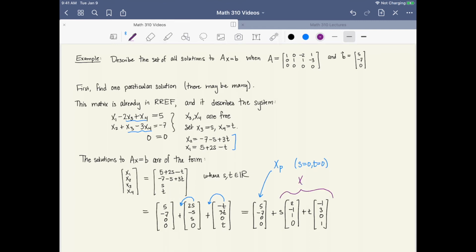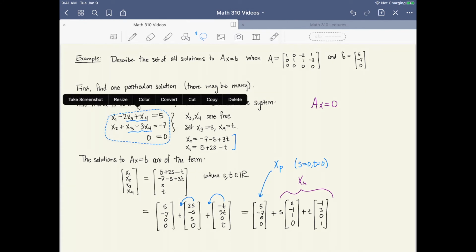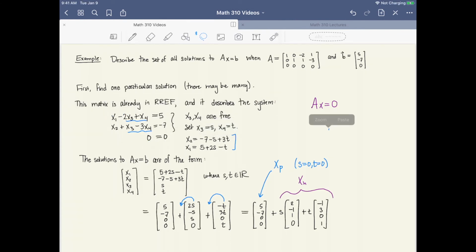And then the second two vectors added together, this is a generic vector in the null space. This is our xh. And if you take the system of equations Ax equals 0, then any of the vectors described by what is given here in purple is going to solve Ax equals 0. That system means take this, but have it all set equal to 0 instead of equal to 5 and minus 7. So here's our homogeneous system that goes along with this: 0, 0, 0.